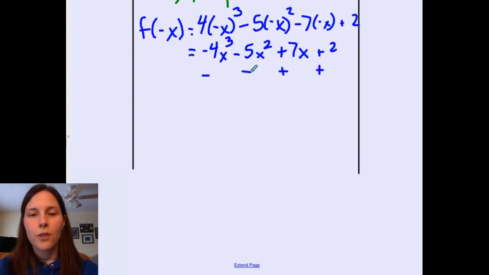This time between our first two terms, the sign stays the same. Between the second and the third term, we have a sign change, and then it stays the same again. So we only have one sign change. So we have 0 or 1 possible negative roots of the function.